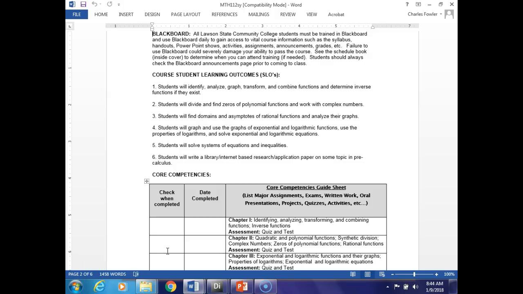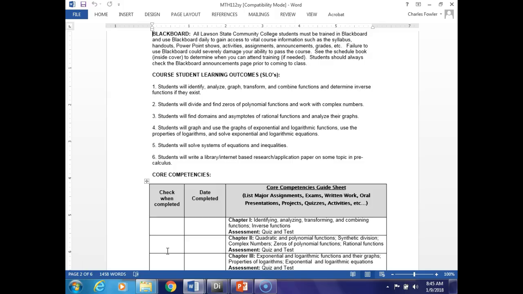That's chapter 3. Most of the time when I've taught this class, we don't quite get very far in there, so we may not do all that, but you'll do a little bit of that. Students will solve systems of equations and inequalities. If we get there, we'll feel real good, because this seems to be a really bright class. Hopefully we will get there. If not, I think you can live without it. Number 6, students will write a library, internet-based research, or application paper on some topic of your choice in pre-calculus. I'll talk about that in just a little bit.